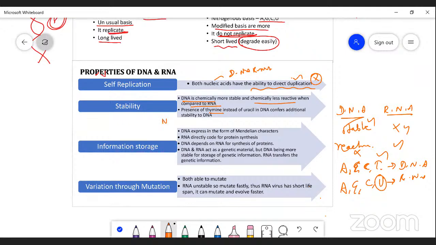So remember properly. Why does the DNA have more stability? Because of the presence of thymine. Why does the RNA have less stability? Because of the presence of the uracil. You understand? So next one, information storage.